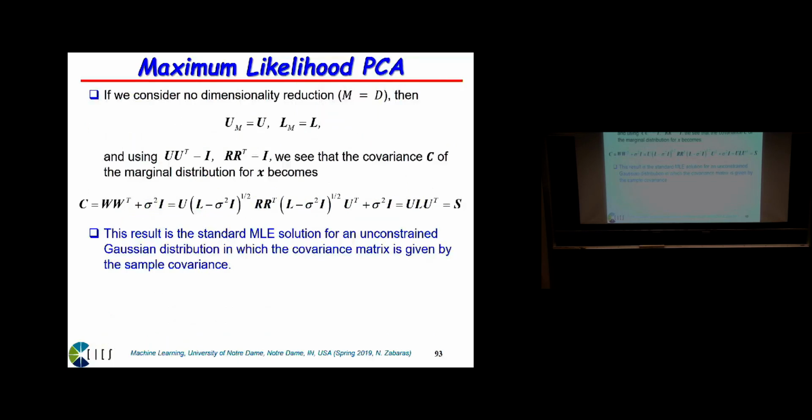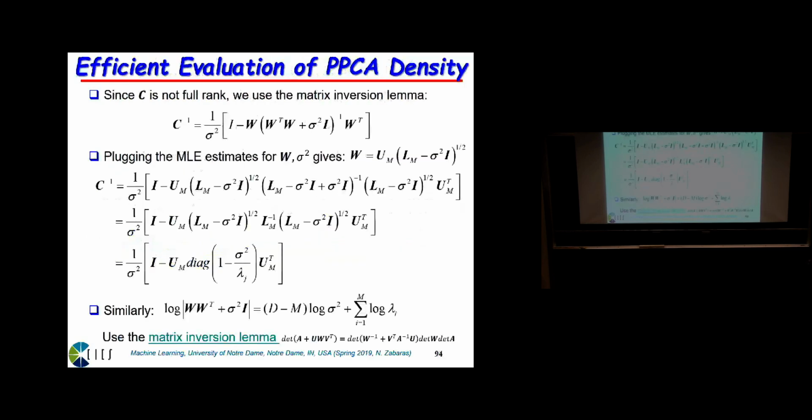All right. This doesn't say anything. It says basically that if you have no dimensionality reduction, the matrix C comes to be equal to the sample covariance. So you get back to the original problem, so there's nothing new.